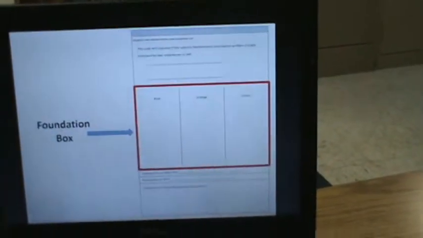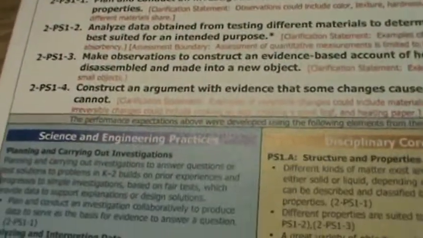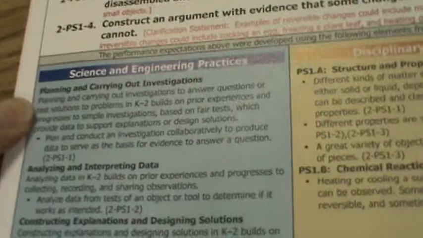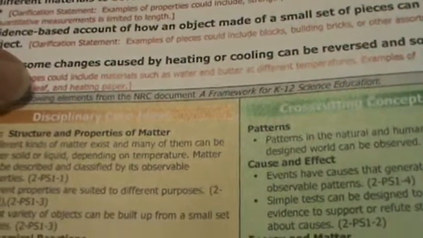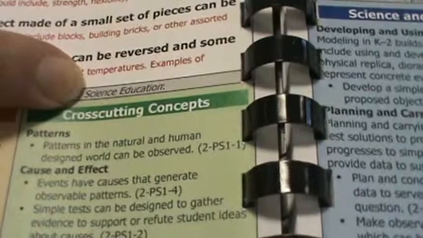Okay, we're going to go to the middle box. This is called the foundation box. Notice on the slide it refers to blue, orange, and green. So let's take a look at those. The blue is going to be the science and engineering practices. So it doesn't matter which grade you're in. The practices are always in blue. The orange are the disciplinary core ideas. The green is the cross-cutting concepts.